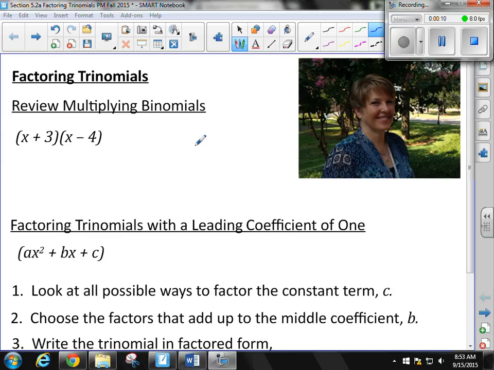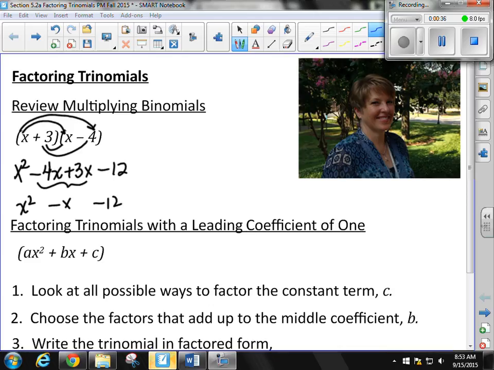When you multiply using the distributive property or FOIL, first, x times x is x squared. Outside terms, x times negative 4 gives us negative 4x. Inside, 3 times x is 3x, and 3 times negative 4 is negative 12. If I combine my middle terms, I get x squared minus x minus 12.